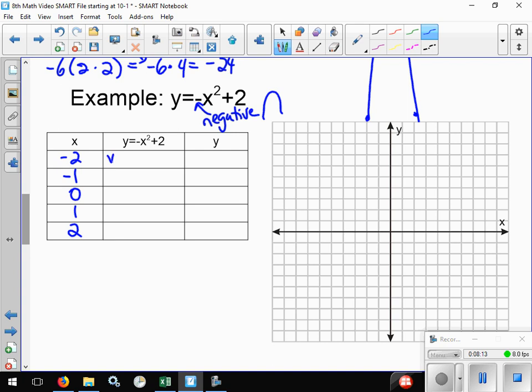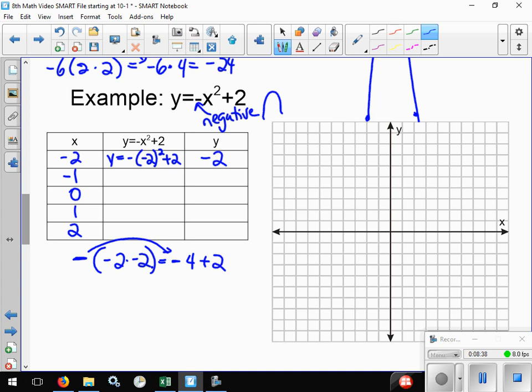All right, so it's y equals negative, and then it's negative 2 squared plus 2. So be careful, it's negative, but you multiply first, so it's negative 2 times negative 2, because we do exponents first. Okay, and that gives us 4. Then we bring the negative over, and then we add 2. Negative 4 plus 2 is negative 2.